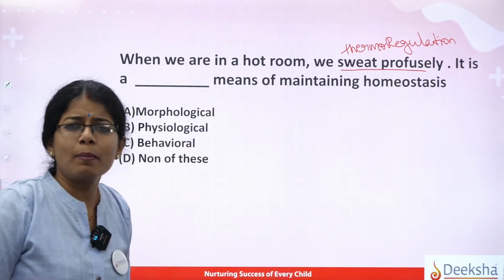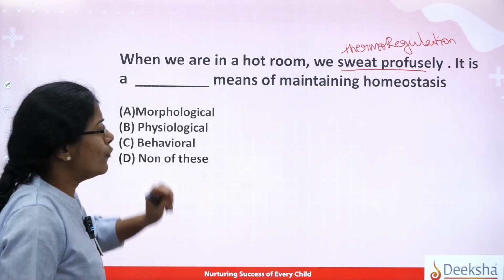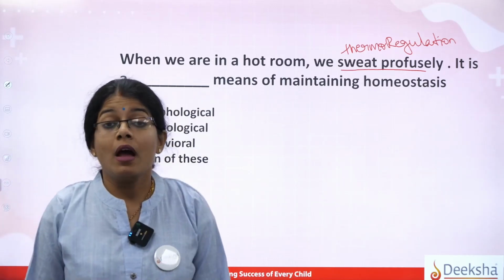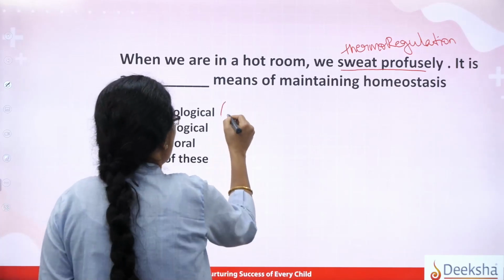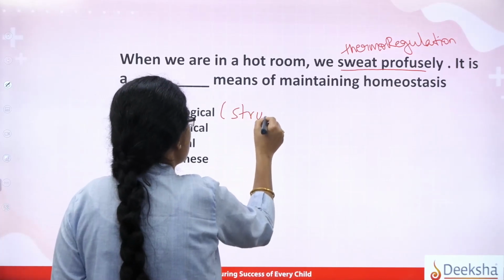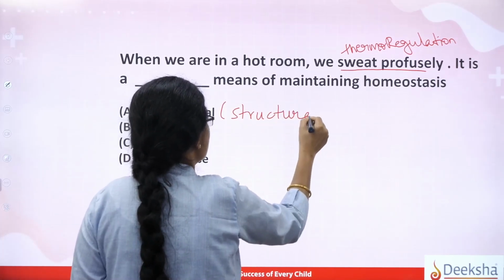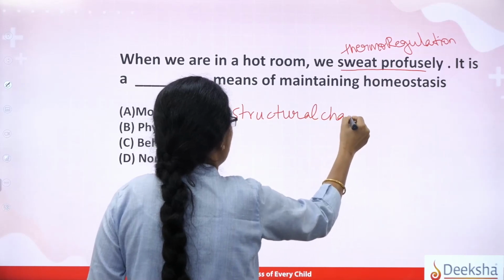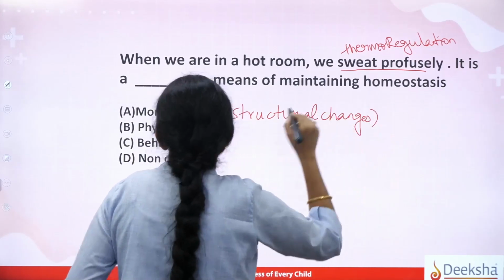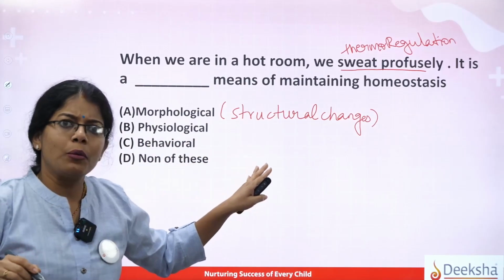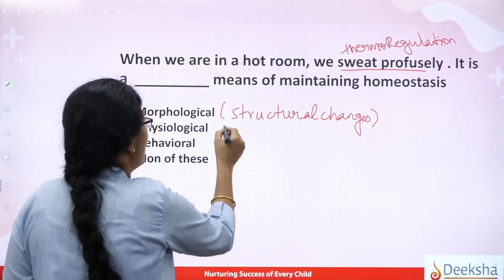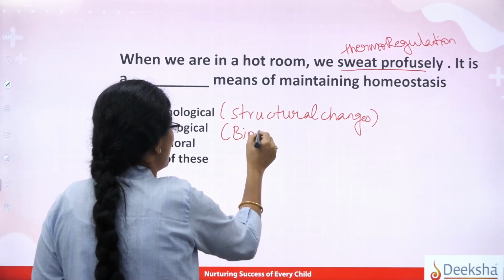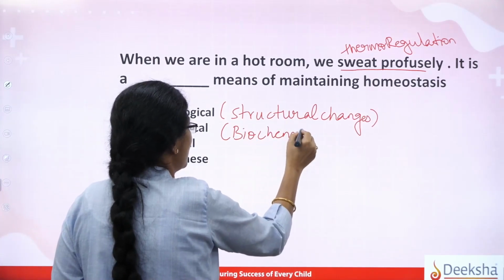Students, tell me the meaning a little. What does morphological mean? Yes. Morphological means the structural changes. So you can say morphological means the changes happening at the structural level. Structural changes. Correct? Okay. What does physiological mean? Changes happening at the internal level. You can say biochemical changes or biochemical pathway changes. Correct?